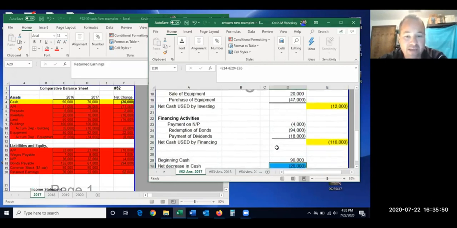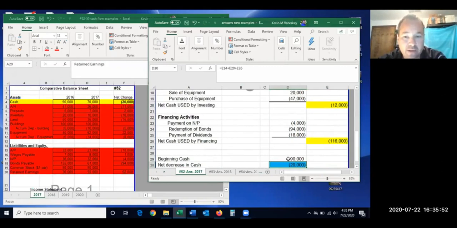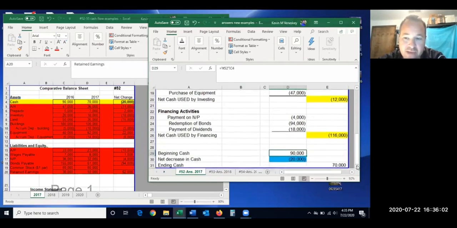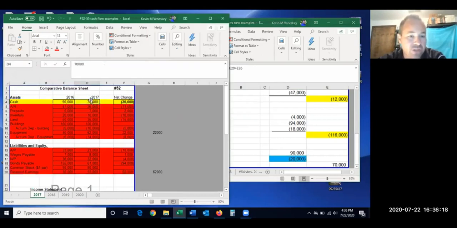Now we can just finalize it and say, okay, did I do it right? Beginning cash was 90. When you add up the three yellows, the 108, and then minus the 12, minus the 116, you should get negative 20,000. And that just happens to be the exact same as this, which it always should be. And then when you add up these two together, 70 grand, that's what my cash is here. So I've explained why the cash went down $20,000.